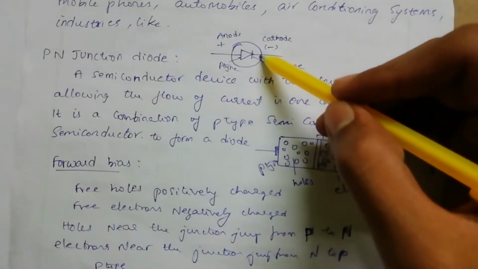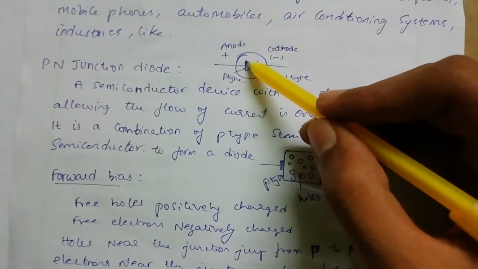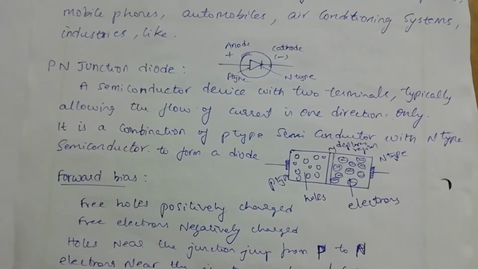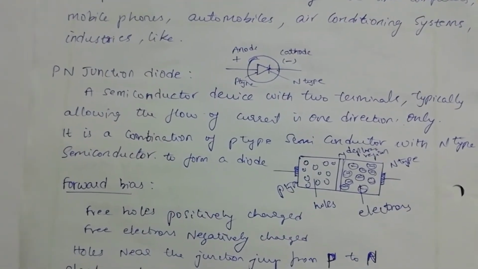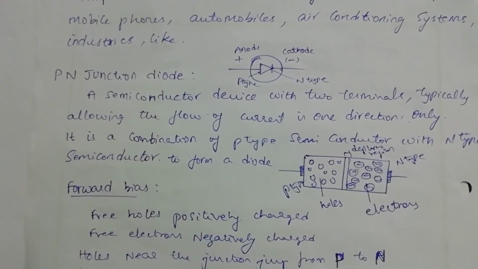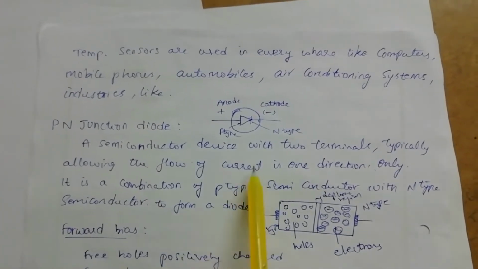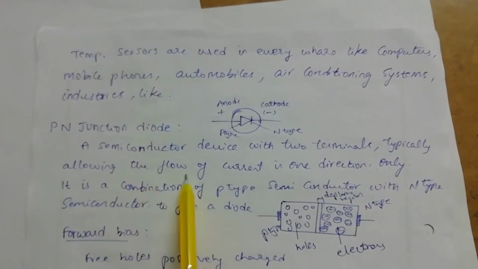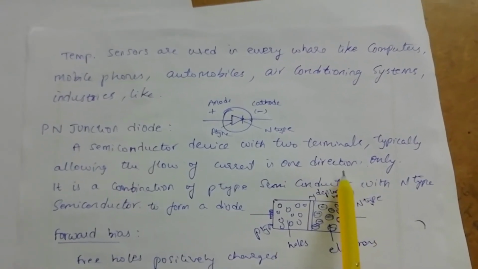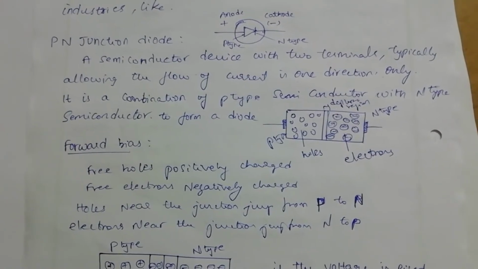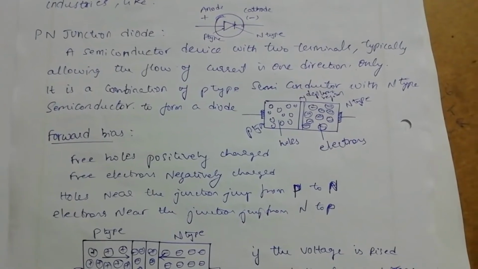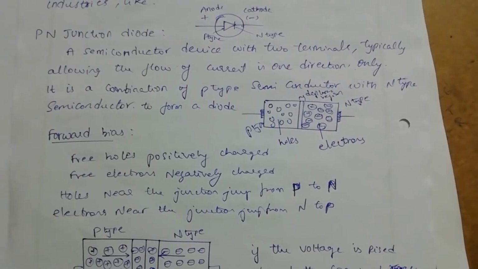Now we see the junction diode. The junction diode conducts in one direction only, that is, the forward direction or the backward direction. If the anode is connected to the P-type, the current will flow in the forward direction. It is a semiconductor device with two terminals, typically allowing the flow of current in one direction only. These are majorly used in electric switches for switching the electric power on and off.